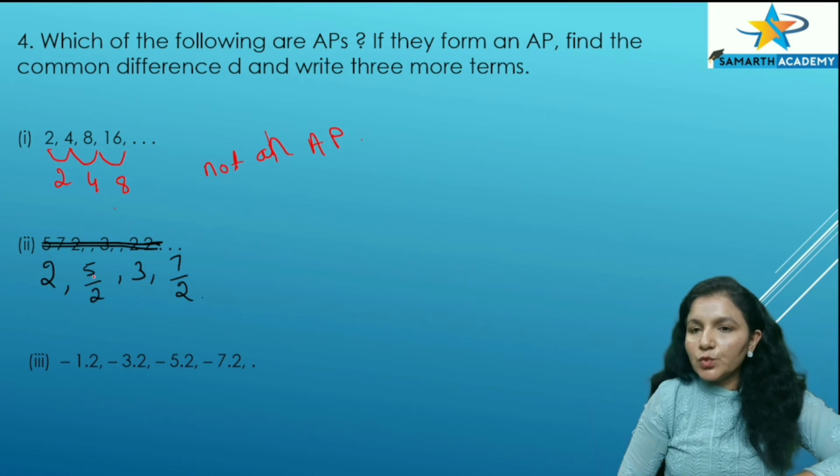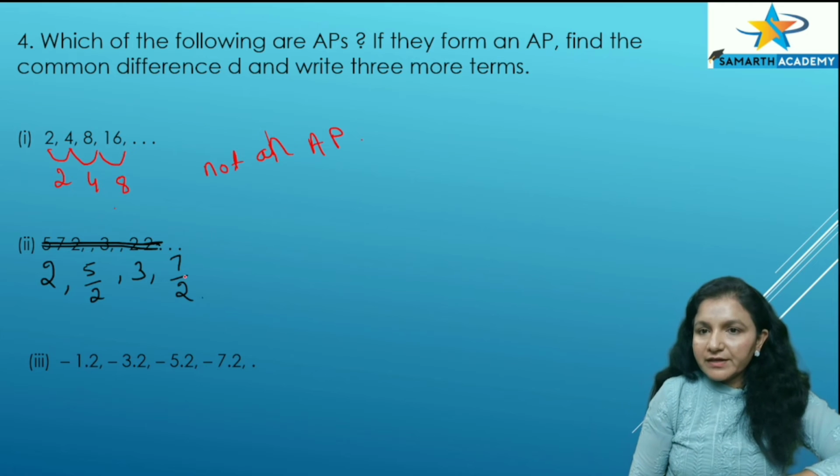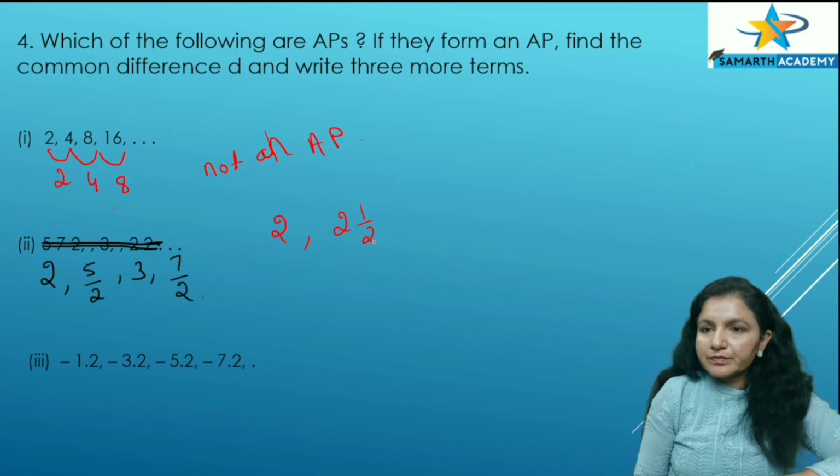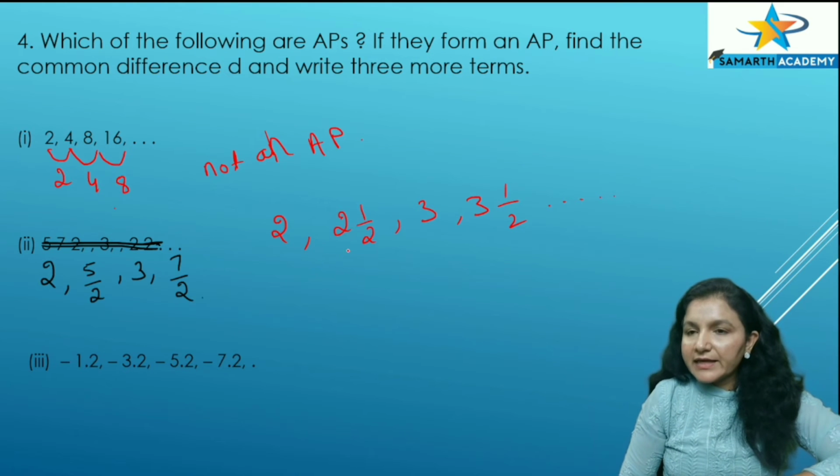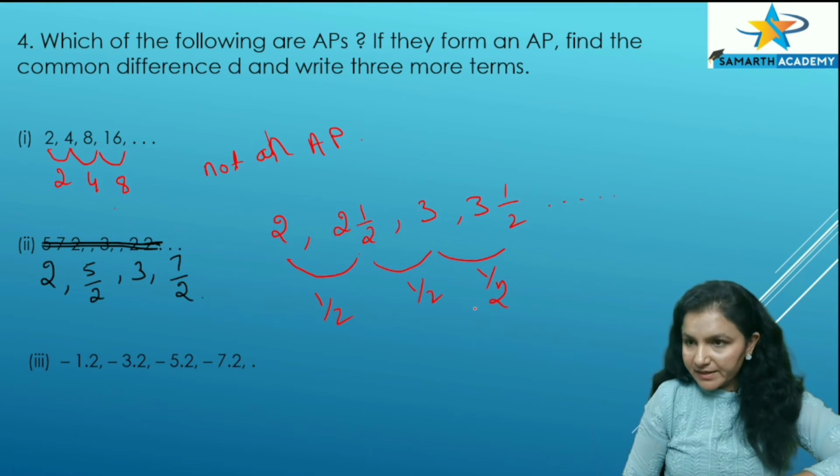The given terms are 2, 5 by 2, 3, 7 by 2 and so on. If I write it as mixed fraction, it will be more simple for me. So 2, 5 by 2 is 2 and 1 by 2. 3, 7 by 2 is 3 and 1 by 2 and so on. By converting them to mixed fractions, I can see the common difference between second term and first term is 1 by 2. Again here the difference is 1 by 2. Again here the difference is 1 by 2. Therefore, the given terms are in AP.